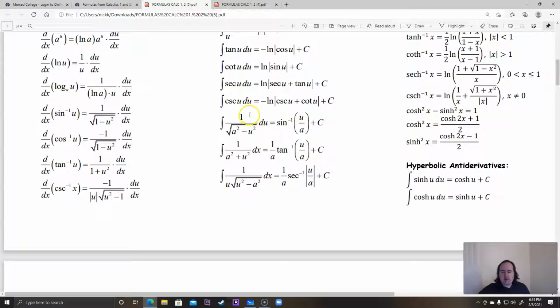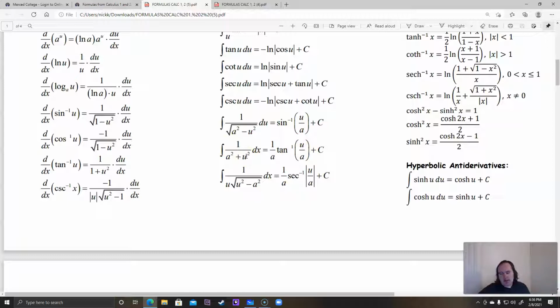But if you get an integral in these forms and you can't integrate them any other way, you can use these 3 formulas. The integral of the first one is just sine inverse of u over a plus c. The second is 1 over a times tangent inverse of u over a plus c. And the third is 1 over a secant inverse of absolute value of u over a plus c. So they're very handy for some tricky integrals.